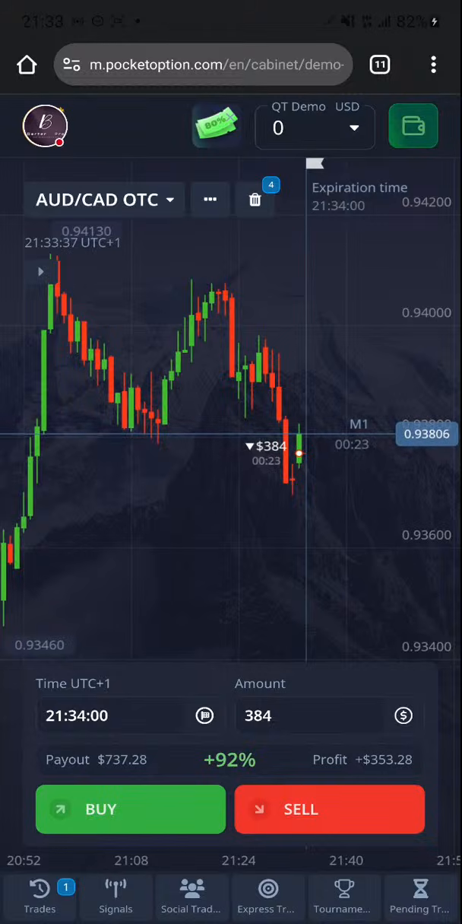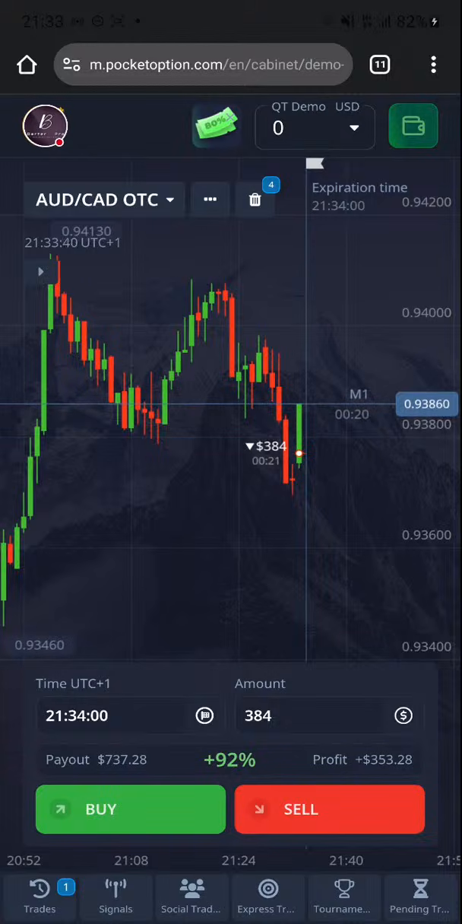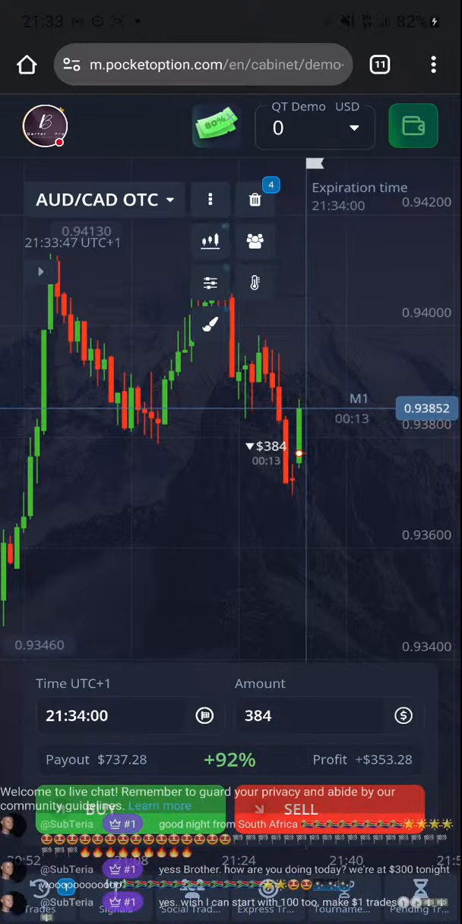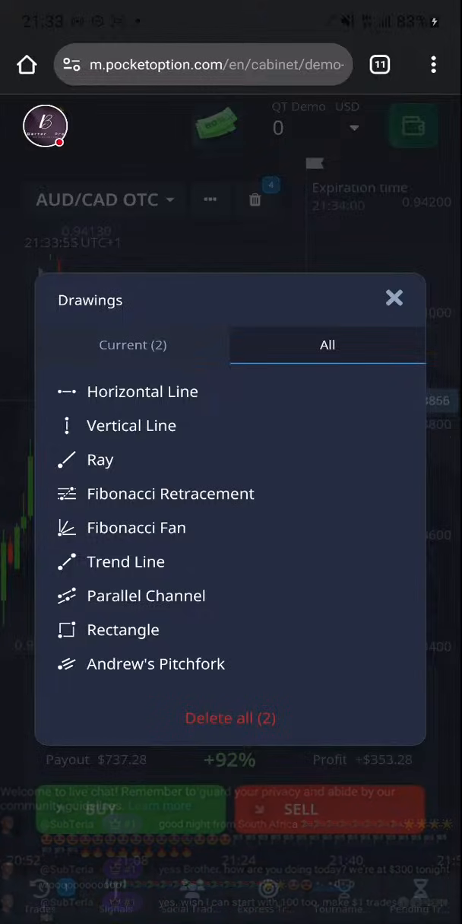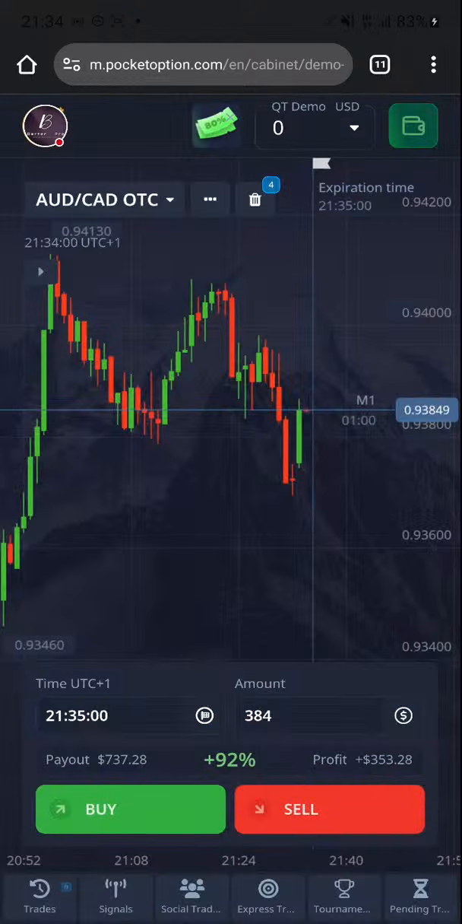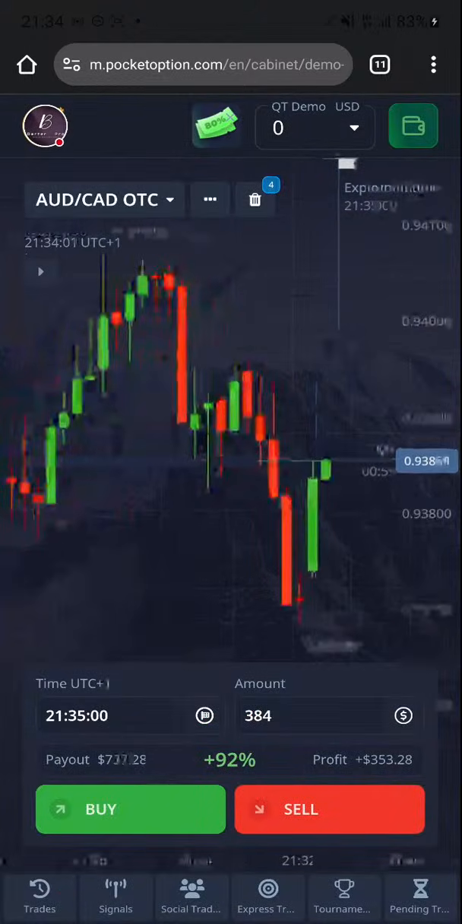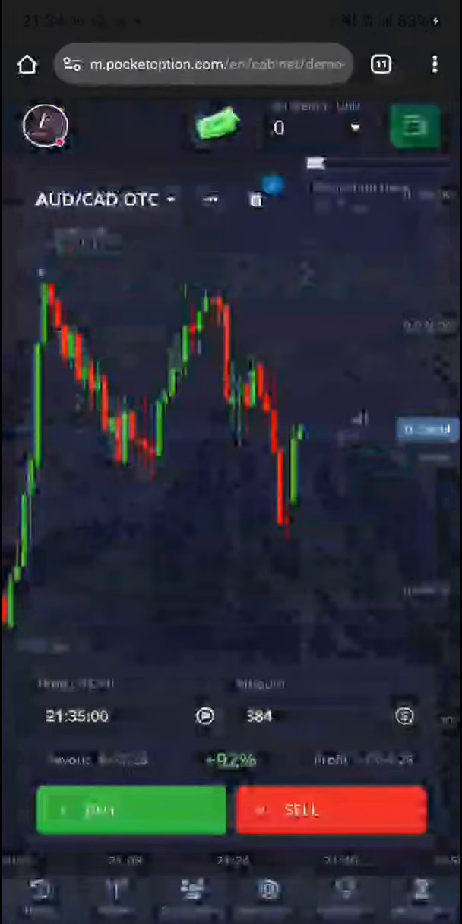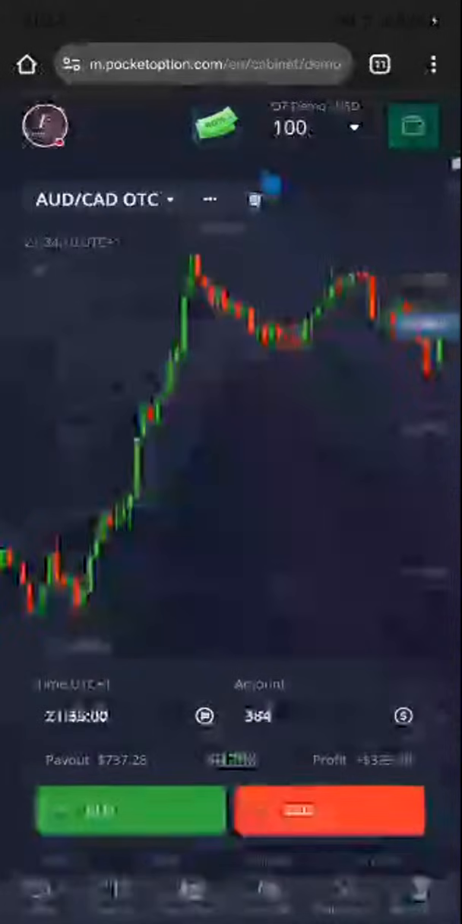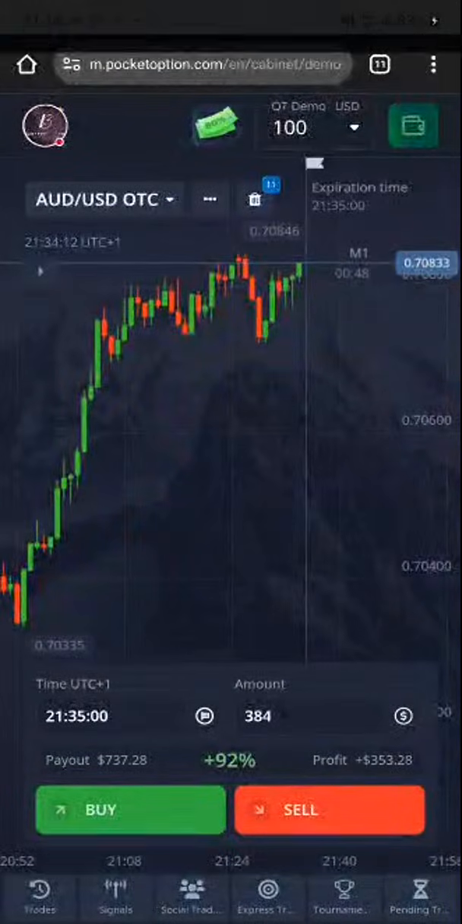So we'll just start with something reasonable. Yes, I can start with 100 too. No, it's okay. Everybody has a starting point. It doesn't matter. You can start with 10. It doesn't matter when you start. The most important thing is being able to grow the account little by little. You understand? That's the most important thing, really. So let's look for a very good setup.